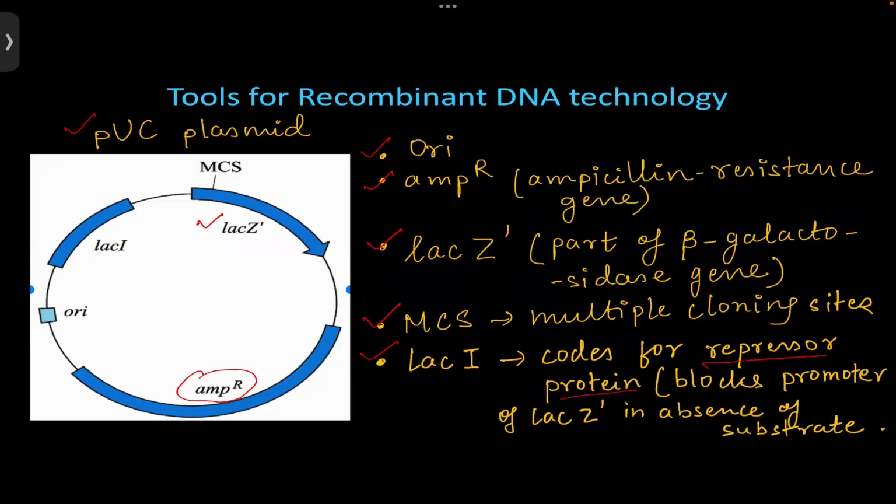Now, if you recall your lac operon concept, this repressor protein is going to bind with the promoter of the beta galactosidase gene, that is here LacZ prime, and inactivate the synthesis of this enzyme. But it will only happen in the absence of substrate. In the lac operon it was lactose, but here it is X-gal. So when X-gal is present, the repressor protein will be inactivated, so LacZ prime can be synthesized normally.